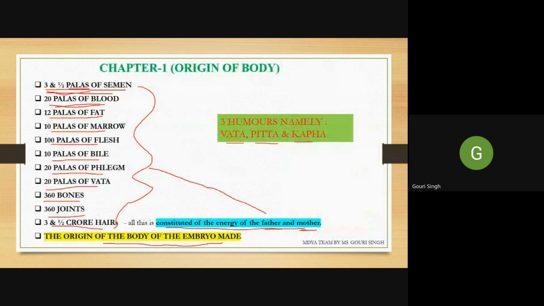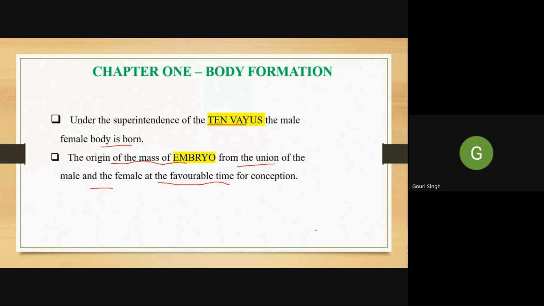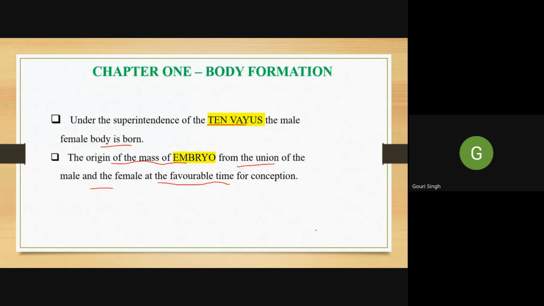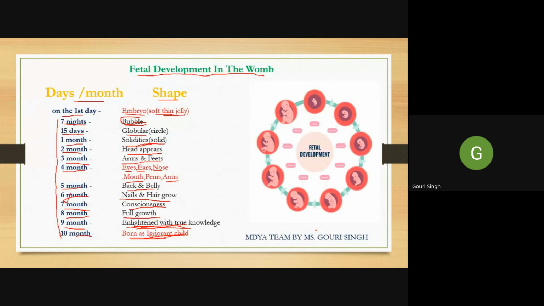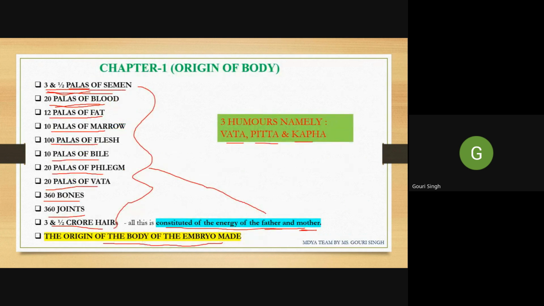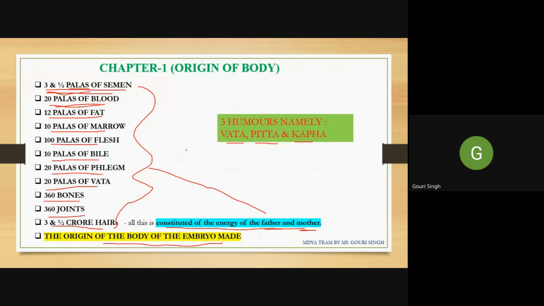So these are the discussions in chapter 1. I hope all of you got that point: nadis, vayus, then fetal development in the womb, then gender identification, then how this body is made, which is directly given as a measurement. Do all of you understand?